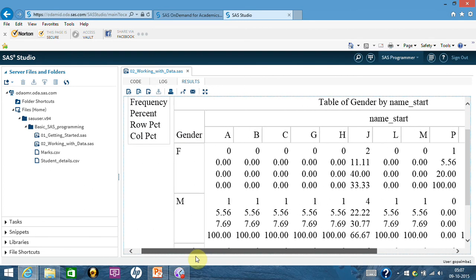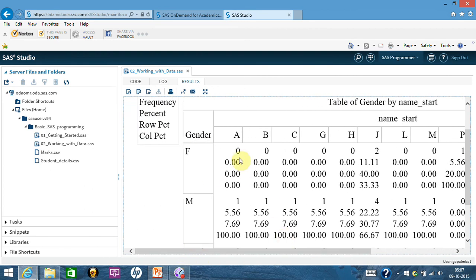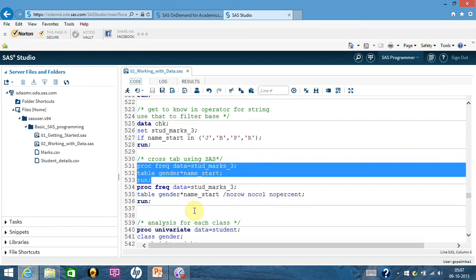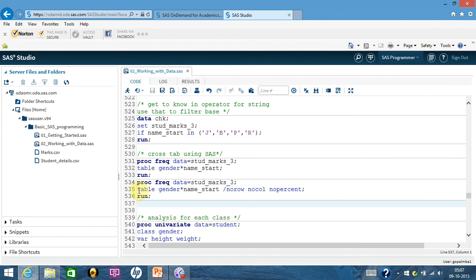But at times you don't want all of them, you just want to see the number. You don't want percentage, row percentage, column percentage. So what to do? There is an easy way out. You put the same command again, but this time with options: norow, meaning don't give me row percentage, nocol, don't give me column percentage, and nopercent, don't give me percentage. Then it will just produce the numbers, just the frequency.